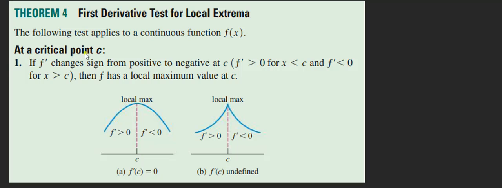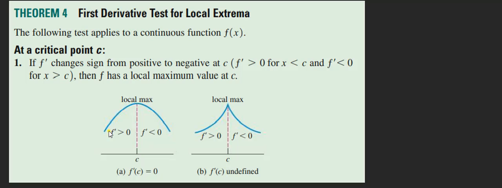At a critical point C, if f prime changes sign from positive to negative, which means f was increasing to decreasing, because f prime changes from positive to negative at C, where f prime is greater than 0 for x less than C. Whenever x is less than C, f prime is positive. And f prime is negative when x is greater than C. Then f has a local maximum value at C.